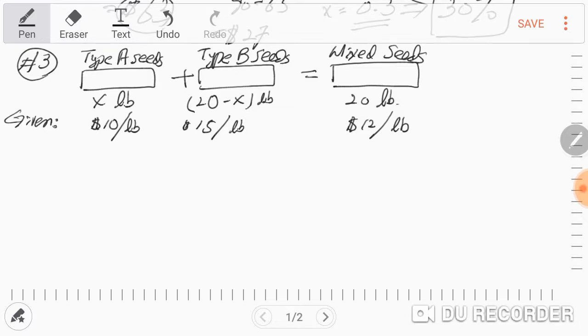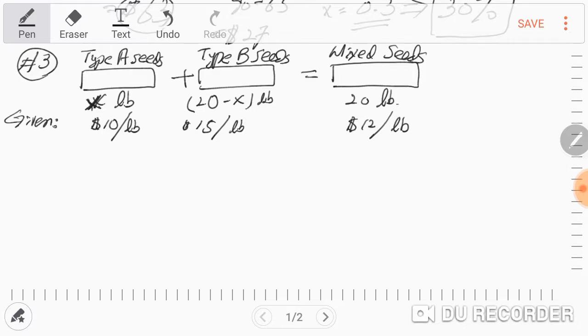And the total weight is 20 pounds. So let's set X as the weight of type A, then the weight of type B seed is total minus X, 20 minus X. Then let's set up an equation. The question is, how many pounds of each type of seed are needed? So, what is the weight of type A and weight of type B? So let's find X first. X is the weight of the type A to satisfy this relationship.